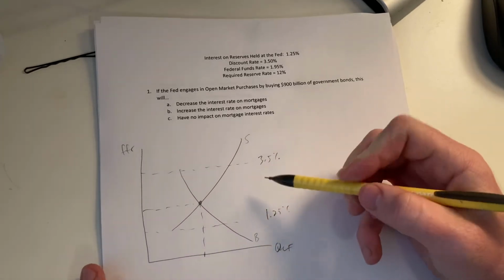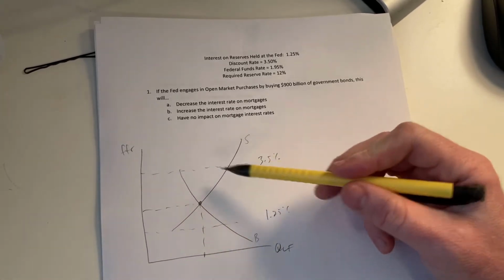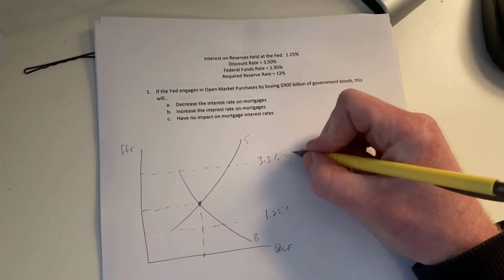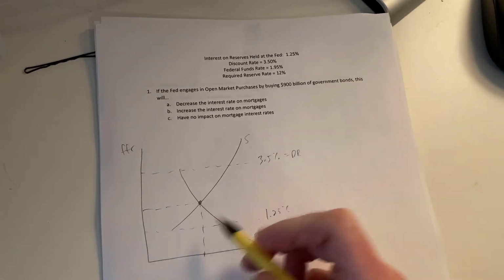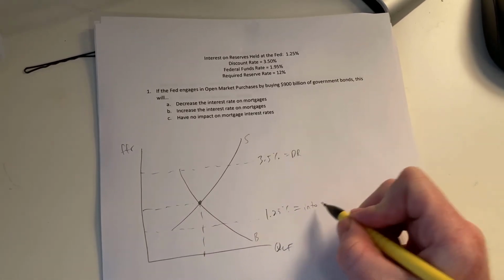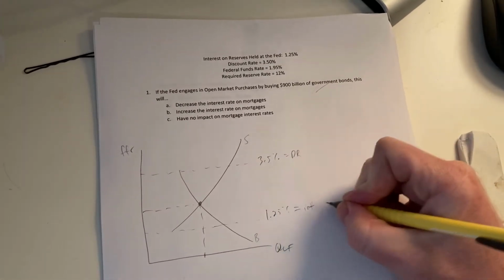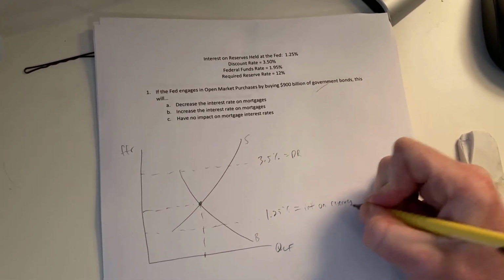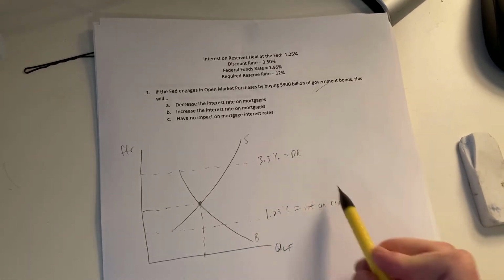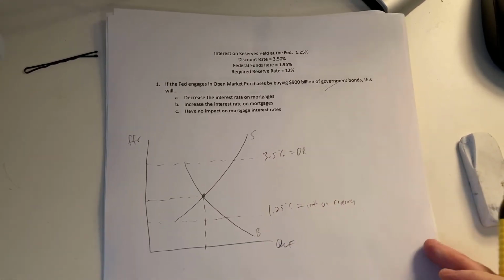So the banks are not borrowing any money from the Fed. They're not using this discount rate, okay? They're not saving any excess reserves here. They're only going to be holding their interest on reserves. They'll only be holding their required reserve with this 1.25% interest on reserves, okay?